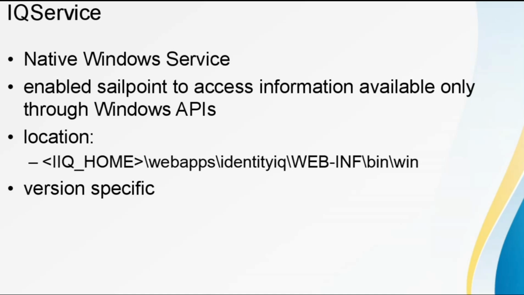So where do we get IQ Service? It can be found in IIQ Home, Web Apps, IdentityIQ, WEB-INF, then the bin folder, and then the win folder. One thing to notice is that this Windows IQ Service agent is version specific. For different versions of SailPoint IIQ, you have to have a different version of IQ Service. So for 7.3 you have to install IQ Service of version 7.3. SailPoint gives detailed information on which IQ Service supports which version of IIQ.